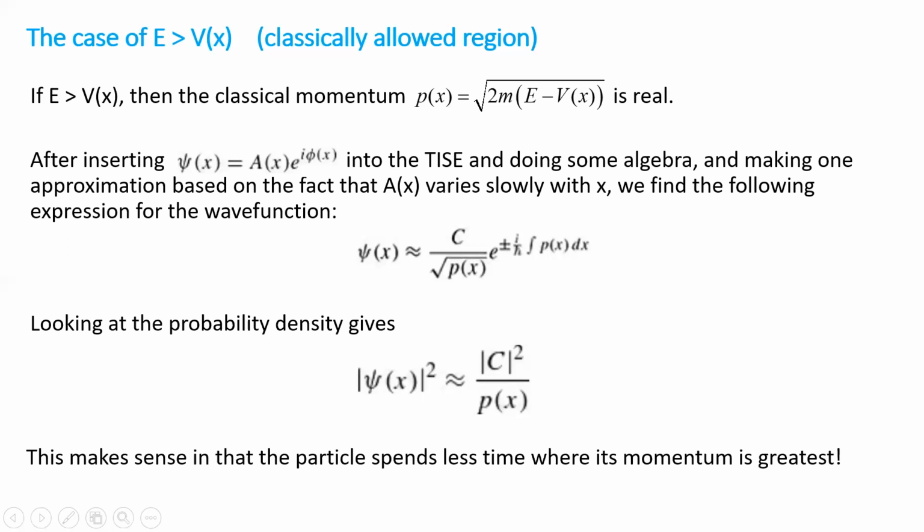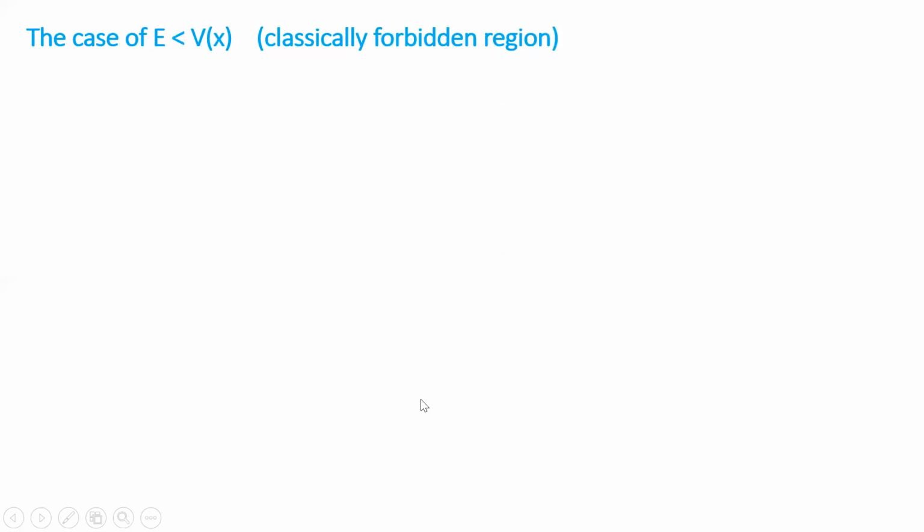And this makes sense in that this is saying the probability density is inversely proportional to the momentum. So the particle spends less time where its momentum is greatest. So if it's moving fastest and it has the highest momentum at a given position x, it makes sense that its density is smallest at that position. Okay, so that's one application of the WKB approximation. The second one is for E less than V of x.